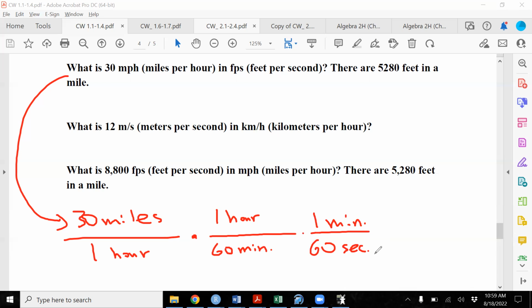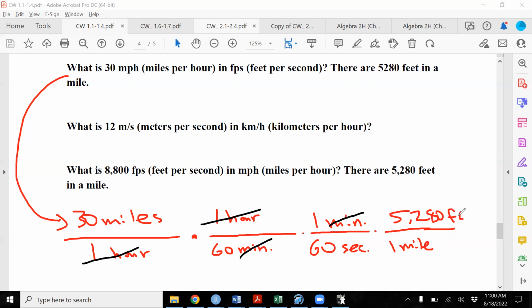So what's happening is this chain reaction where the hours got converted to minutes, and the minutes get converted to seconds. If I were to stop right here, this is how many miles I travel in 1 second. Because how many seconds are in 1 hour? 3600, if you were to multiply that. The last step would be this. Now, I don't expect you to know this off the top of your head, but you're told right here in the problem, there are 5,280 feet in a mile. 1 mile is 5,280 feet.